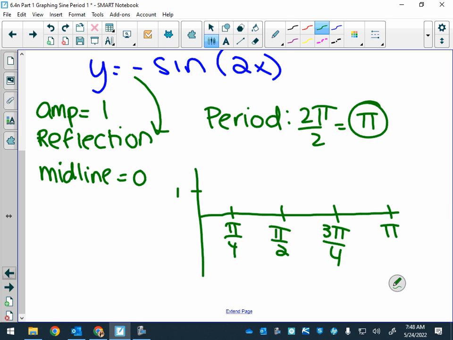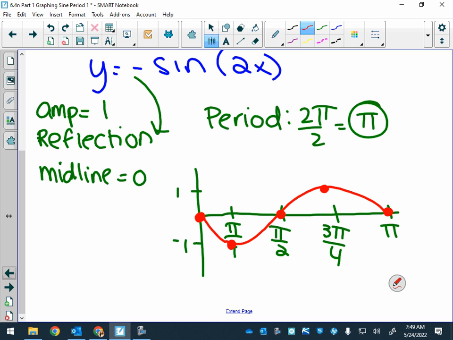Okay. So we know our amplitude is 1. Sine functions again. Start at the midline. But at pi over 4, where would I be? Yeah. Careful. Negative 1. Okay, pi over 2, 3 pi over 4, and then pi. 0, and that's what the graph is.